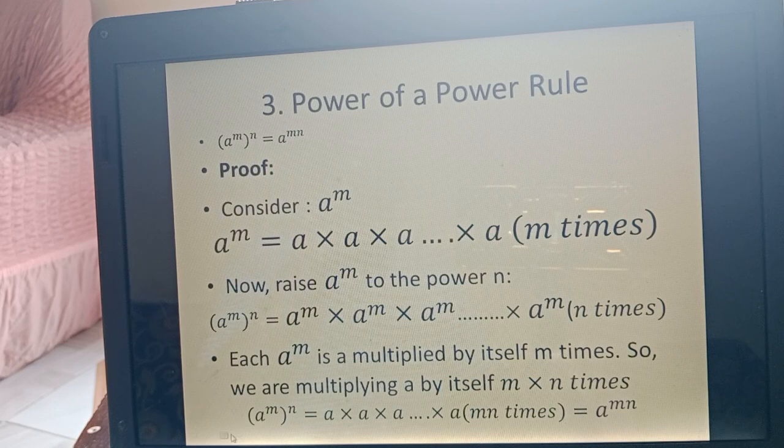Each a raised to m is a multiplied by itself m times. So we are multiplying a by itself m times, n times. And therefore, a raised to m raised to n is equal to a times a times a times a, m times n times, which is the same as a raised to m times n.